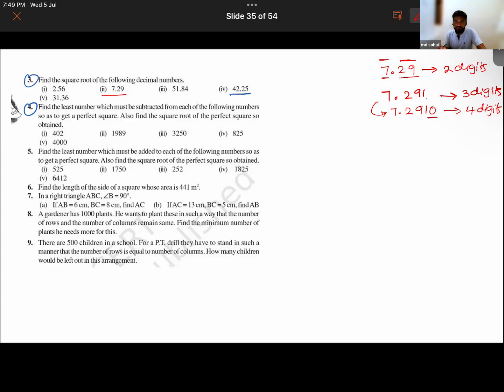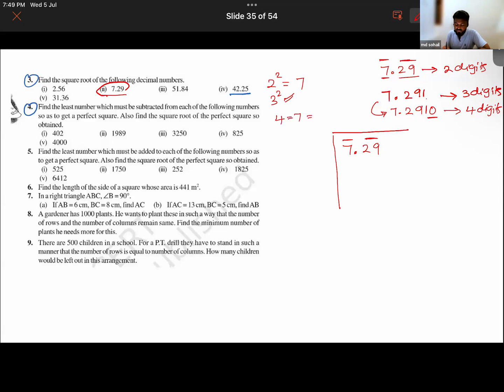Okay, sir. Now let's get to the solution of the question. So we have taken this question here. Now place the bar over the digits and over the integral digit also. Now, which number shall we take here? 2 square or 3 square? Which one is more appropriate here?